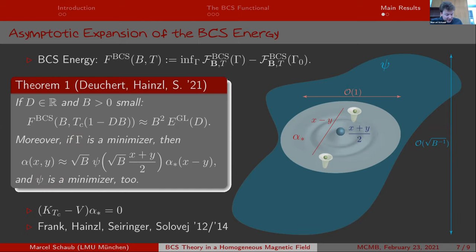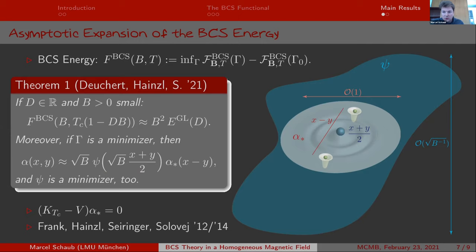So this result was obtained earlier in 2012 and 2014 in the context of a bounded periodic magnetic potential. And I should say that the main difficulty compared to that work is really to obtain the decomposition result in the context of a constant magnetic field. So this is the main difficulty here.